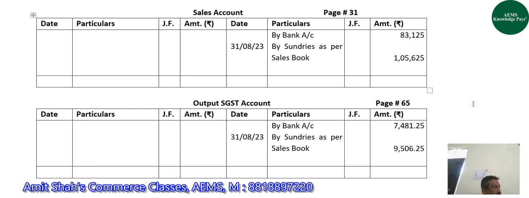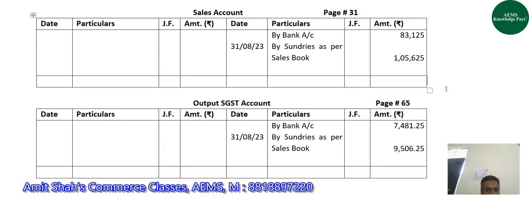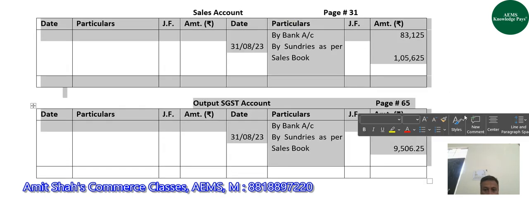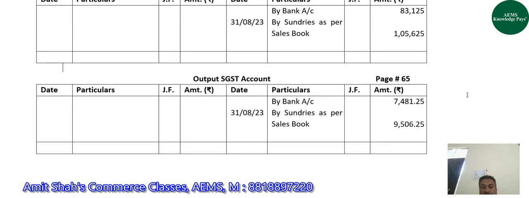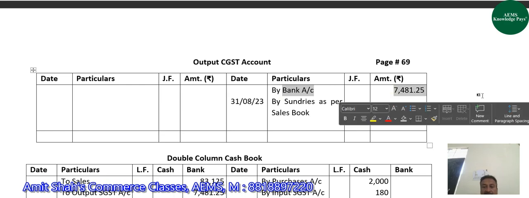Then these two accounts, sales and output SGST. Then, guys, Ashutosh, those who are online, you are done with this also. Yes, sir. Now update the output CGST account as well, guys. Done, right?